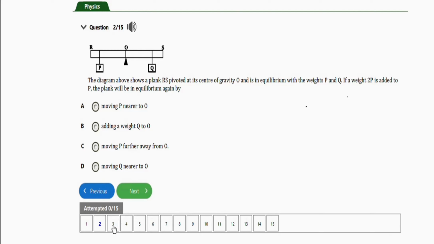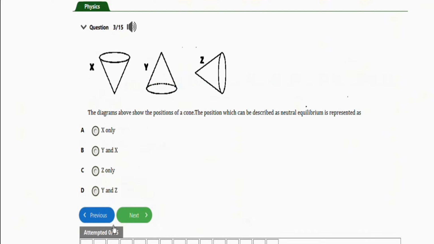Next question will be this one. It says, the diagrams above show the positions of a cone. The position, which can be described as neutral equilibrium, is represented as. The correct option to this question will be option C, which is Z only. Guys, take note of this particular question as well. Z here shows neutral equilibrium of the cone.